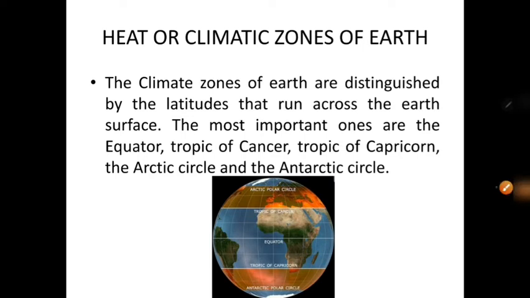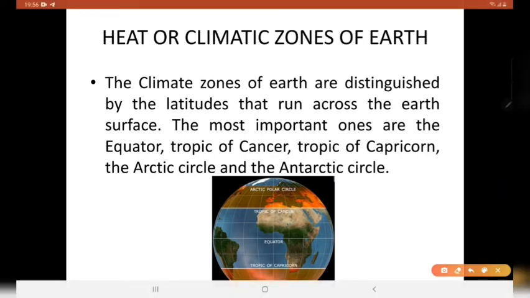The most important ones are the equator, which is present at 0 degree latitude, the Tropic of Cancer, present at 23.5 degree north, the Tropic of Capricorn, 23.5 degree south, the Arctic Circle, which is present at 66.5 degree north, and the Antarctic Circle, which is present at 66.5 degree south latitude.